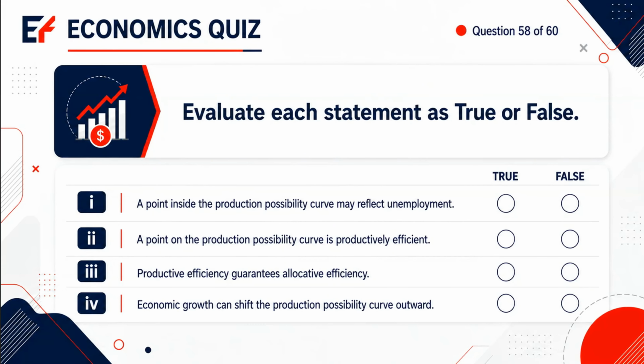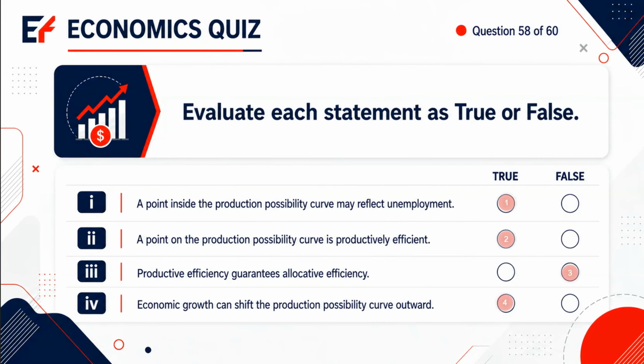Question 58. Evaluate each statement as true or false. A point inside the production possibility curve may reflect unemployment. The correct answer is true. A point on the production possibility curve is productively efficient. The correct answer is true. Productive efficiency guarantees allocative efficiency. The correct answer is false. Economic growth can shift the production possibility curve outward. The correct answer is true.